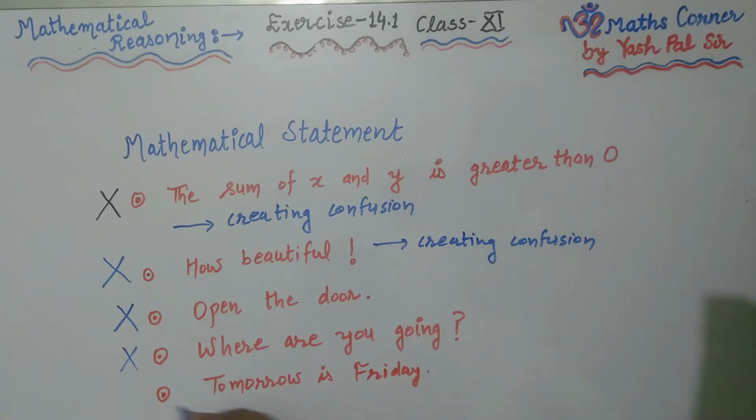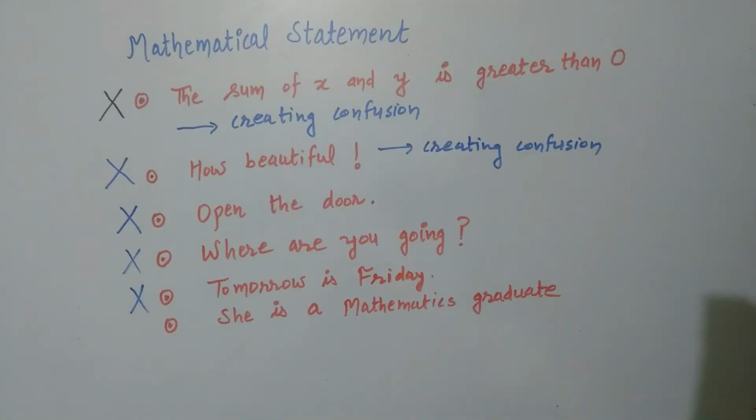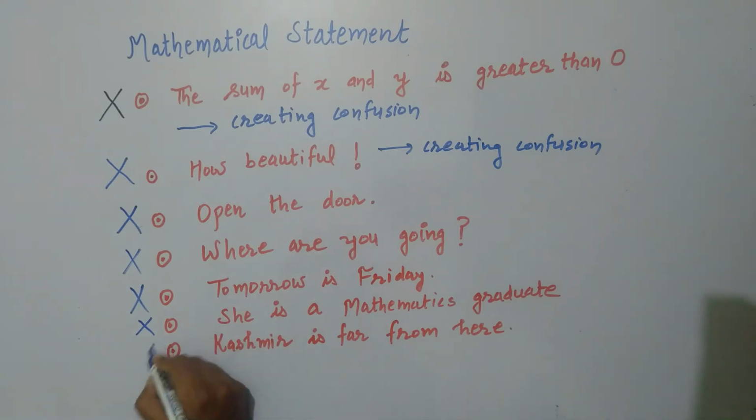So this is also not a mathematical statement. Now consider this statement: She is a mathematics graduate. Here we don't know who this "she" is. A pronoun is used, so we cannot accept this as a mathematical statement. Next, Kashmir is far from here. Here the place is not mentioned, so again, this is not accepted as a mathematical statement.